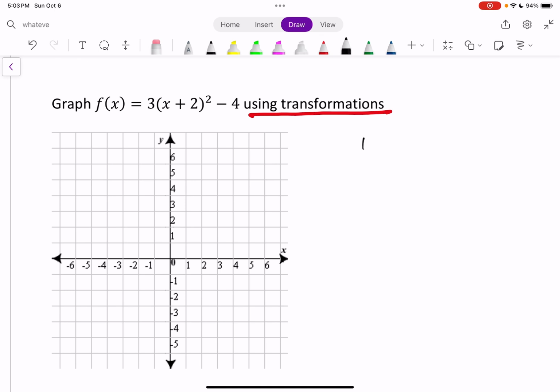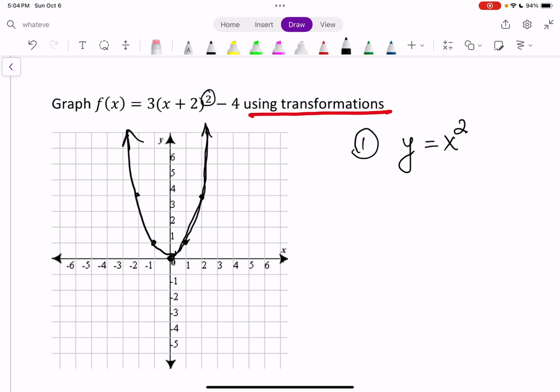So what are my steps? Number one, as we did in chapter 1, identify what the toolkit function is. So what type of a function is this? So I know what shape to start with. So because I see the square, the x squared is my toolkit function. So that's what I start with. So just as we did before, it goes through 0, 0, 1, 1, 2, 4. And then the same way on the other side.